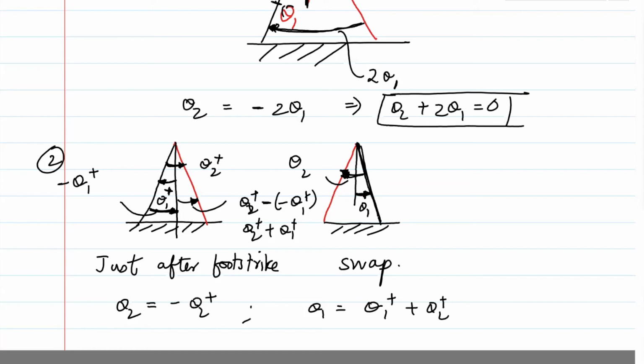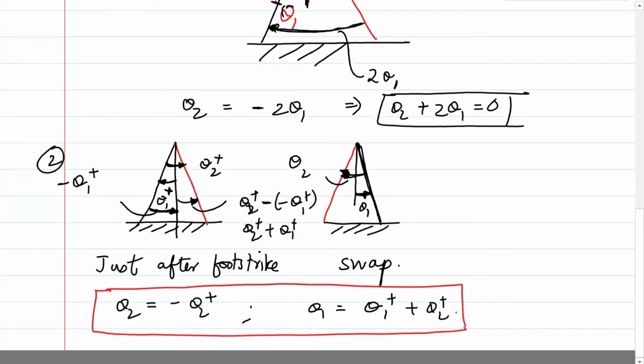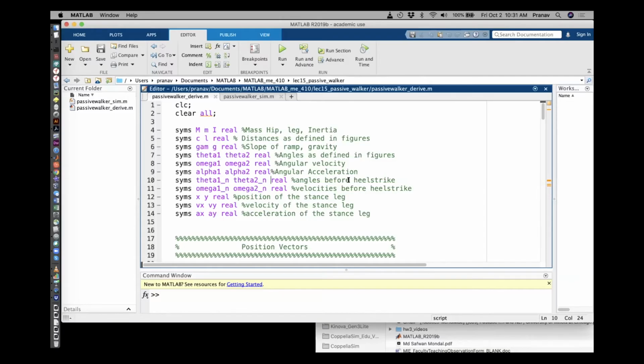So once I do this swap, I can now continue integrating equations in this sense. Okay, that's enough theory. I'm going to show you how to derive this in Matlab, from the double pendulum, which I talked about. So many things here should appear the same as in the double pendulum, except that I need to add the equations for foot strike, which was not in the double pendulum.